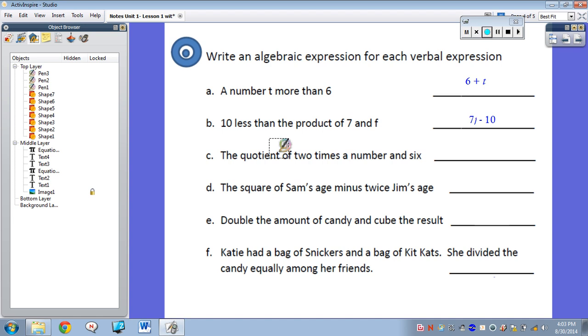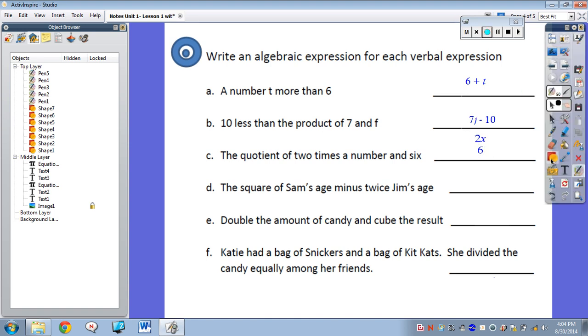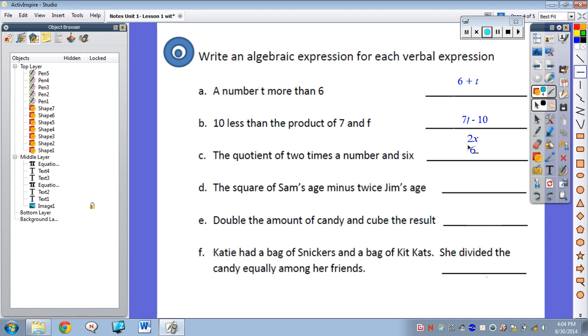All right, C, quotient. So remember, quotient is dividing. So you know you're going to have a bar in between a top, a numerator, and a denominator. So the quotient of 2 times a number, so that should give you a hint that 2x is going to be on top, and then you're dividing by 6. So there should be a bar right between those two saying 2x divided by 6. And I'll put a line there to show that we're dividing those two. Okay, so 2 times a number over 6. That's the quotient between those two.